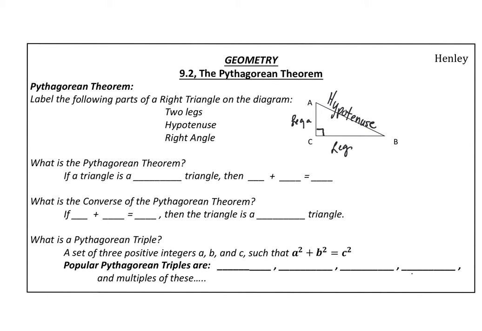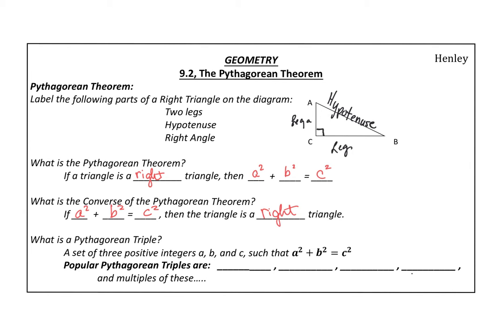Next, what is the Pythagorean theorem? If a triangle is a right triangle, then a squared plus b squared equals c squared. Then we ask, what is the converse of the Pythagorean theorem? And that one says that if a squared plus b squared equals c squared, then the triangle is a right triangle.